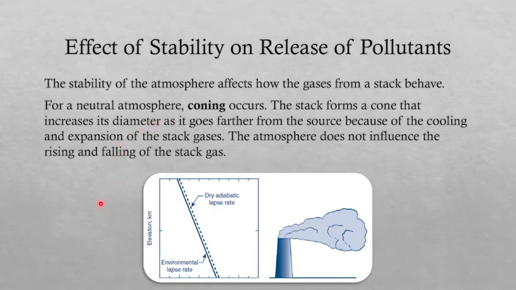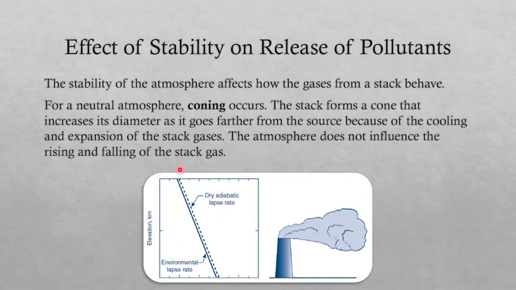Next, we have the case for the neutral atmosphere. We have coning. The stack forms a cone that increases its diameter as it goes farther from the source because of the cooling and expansion of the stack gases. The atmosphere does not influence the rising and the falling of the stack gas.